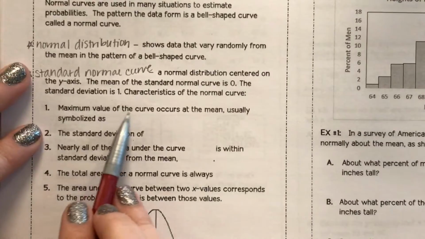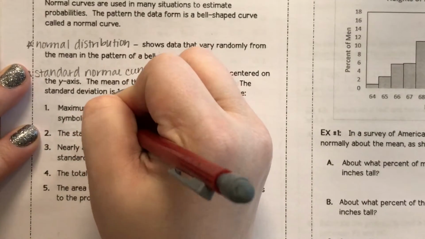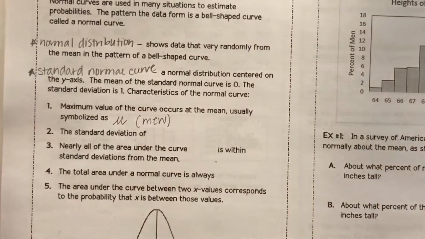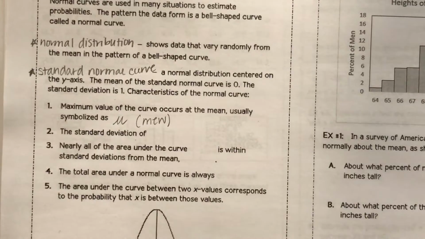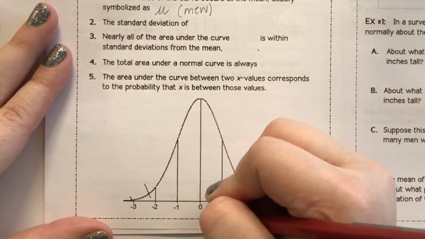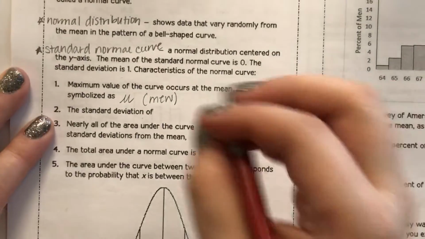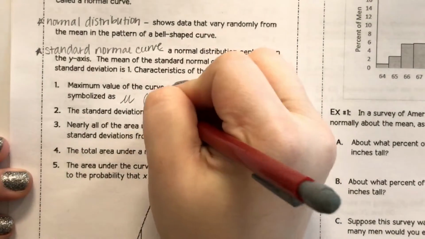The maximum value of the curve occurs at the mean, usually symbolized as mu. This is the Greek letter mu, and we'll just pronounce it like Mew. Like if you like Pokemon, there's Mewtwo. Just cut out the 2 and it's mu. Okay? And that's usually put right here in the middle. The standard deviation is sigma, we're still using sigma as our standard deviation.